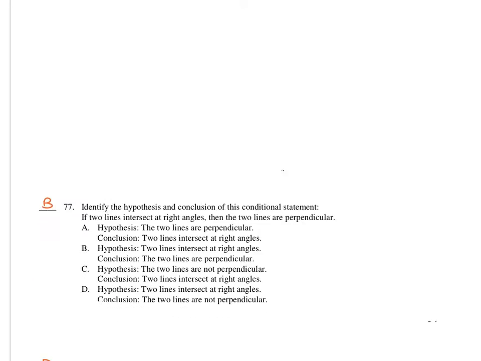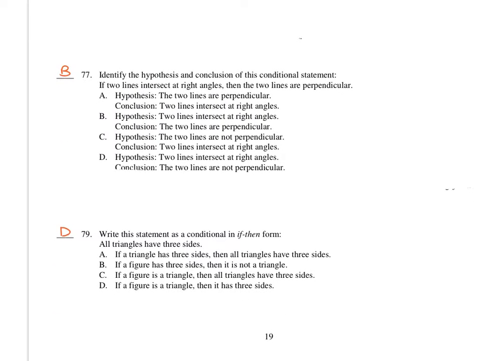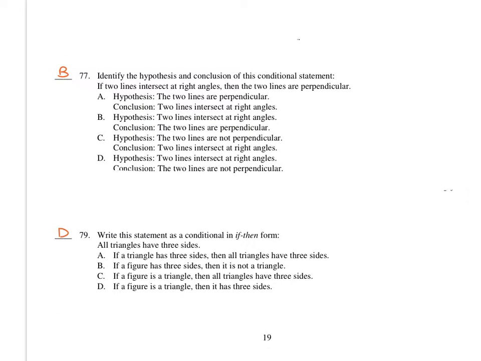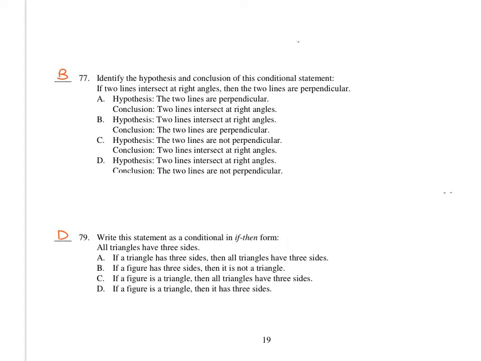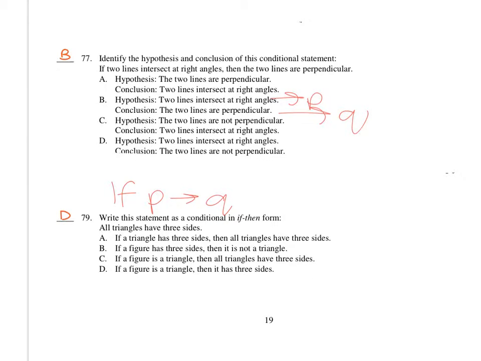Remember you said when I was talking, that's not this one. Oh yeah, no, you're talking about the biconditional, except when it's "if and only if." And the conclusion is what follows the word "then." So if 2 lines intersect at right angles, then the 2 lines are perpendicular. The hypothesis is 2 lines intersect at right angles. And the conclusion is 2 lines are perpendicular.